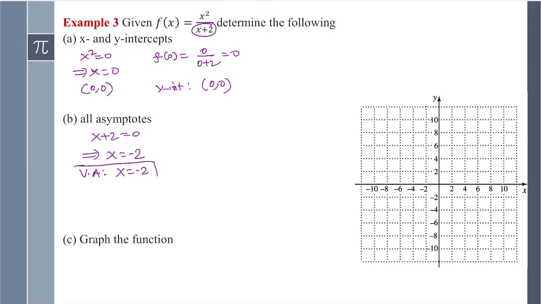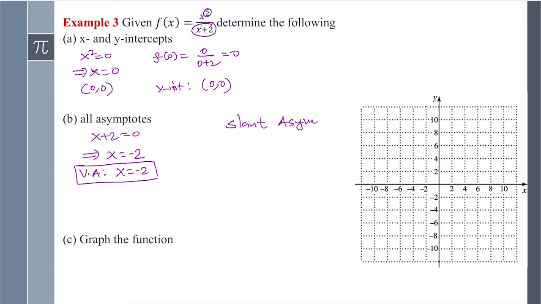And then, for the horizontal asymptote, the degree of the numerator is greater than the degree of the denominator. That means there is no horizontal asymptote. So in this case, we'll have a slant asymptote, or oblique asymptote, okay? Slant asymptote.